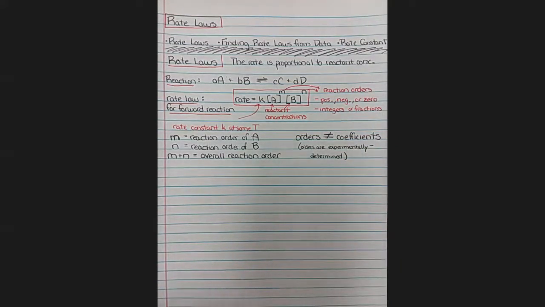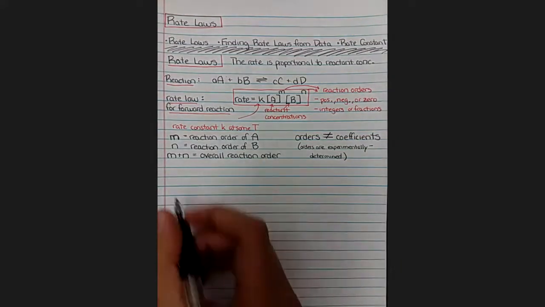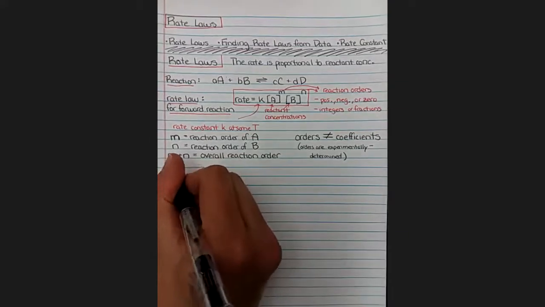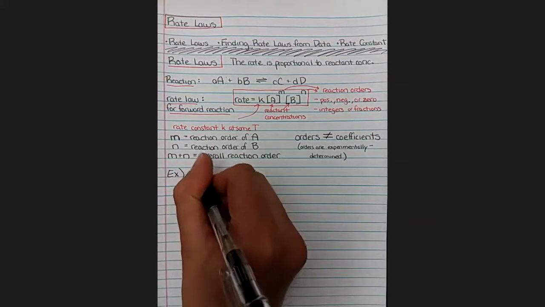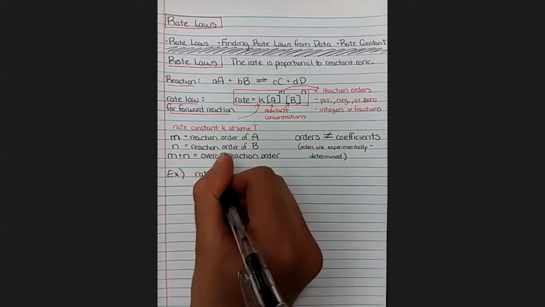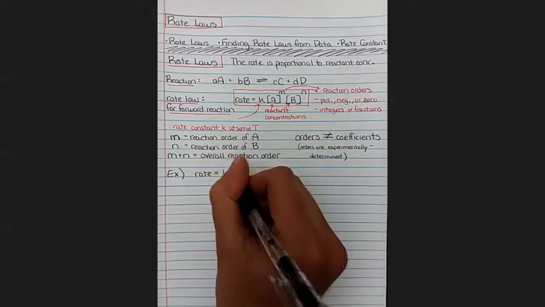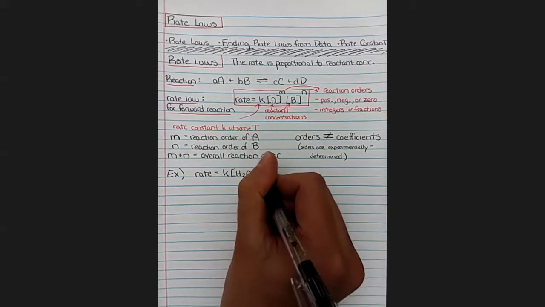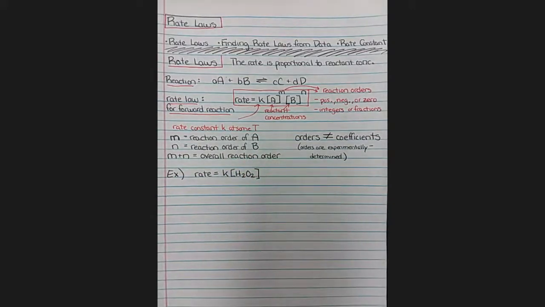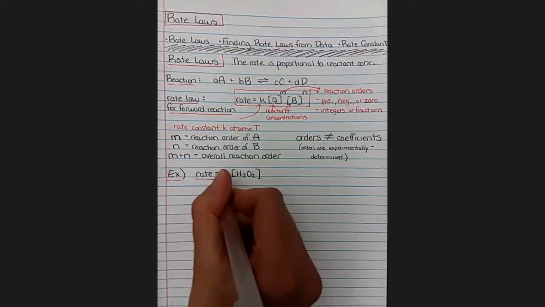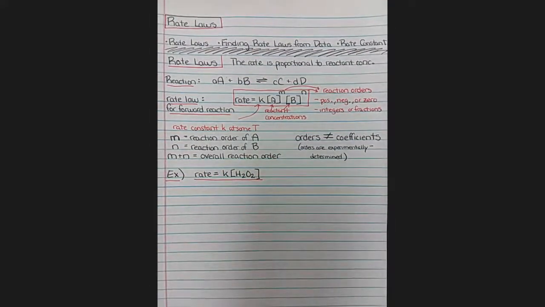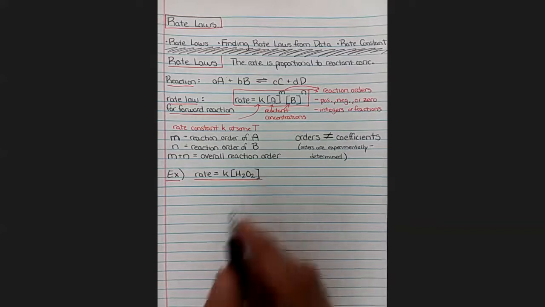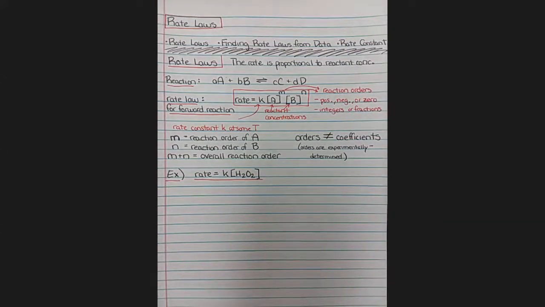Okay, let's do a couple of examples practicing assigning an order to a reaction. So here's one. This is the one for the peroxide reaction we did in the last video. The rate for that reaction is rate equals K times peroxide to the first. I didn't write it. You don't necessarily have to write the 1 up here. If there's nothing written, you can assume it's to the first power.